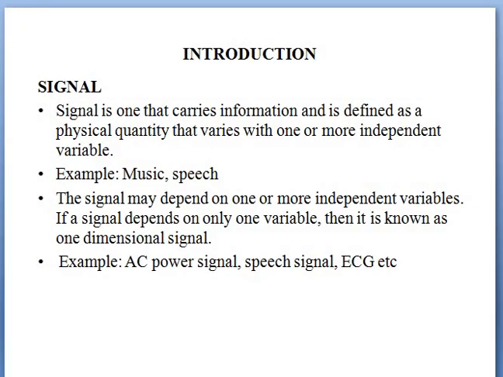Introduction. A signal is one that carries information and is defined as a physical quantity that varies with one or more independent variables. Example: music, speech. The signal may depend on one or more independent variables. If a signal depends on only one variable, then it is known as a one-dimensional signal. Example: AC power signal, speech signal, ECG signal, etc.